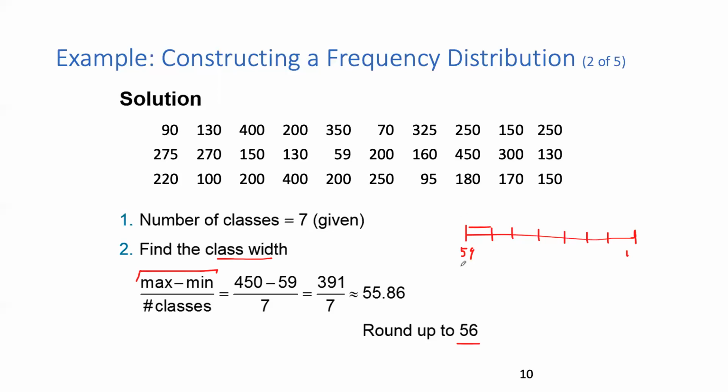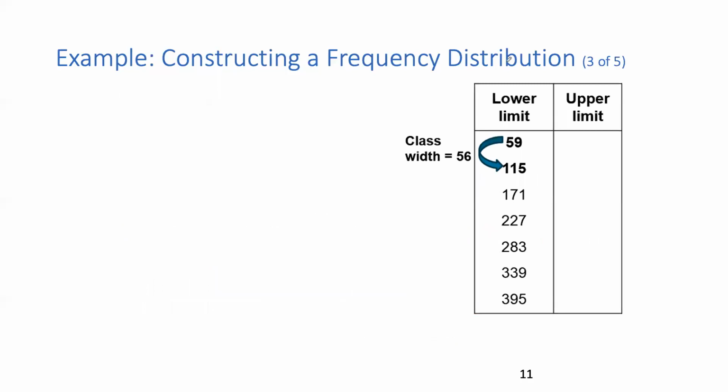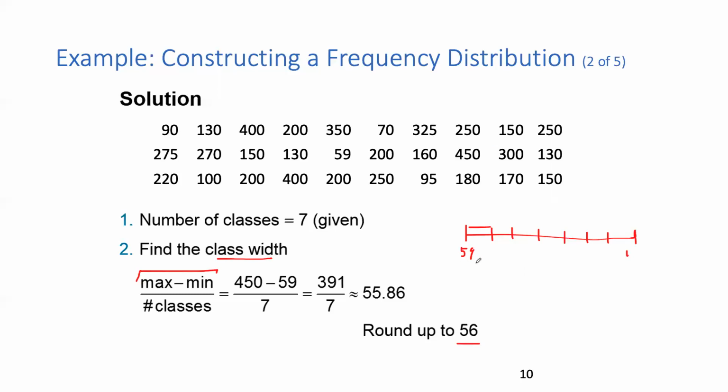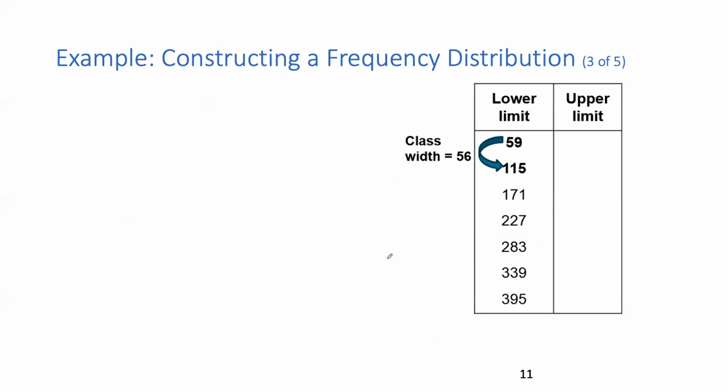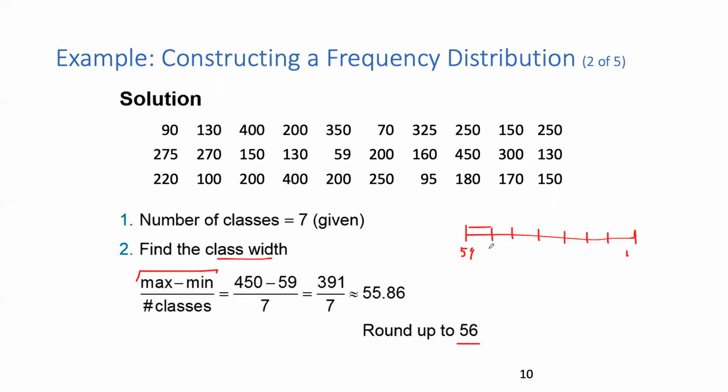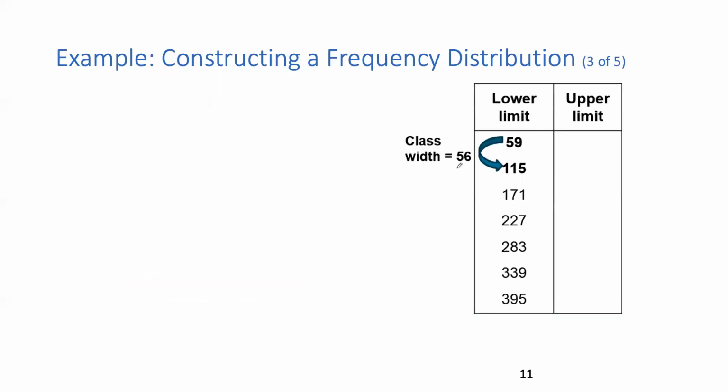Now, given that, I need to be able to label these boxes. And how am I going to label these bins? I'm going to label these bins with the minimum value that the box will contain and the max value that the box will contain. This is how we calculate these lower limits and upper limits, right? The first box will start at 59. And where will it end? It will end where the second box begins, and the second box begins at 59 plus the class width, which is 56. So if I add 56 to 59, that tells me the lower limit of the second class, which is 115, right?